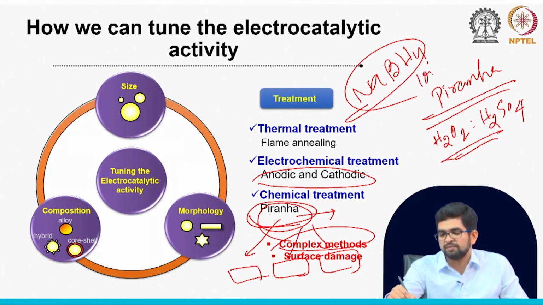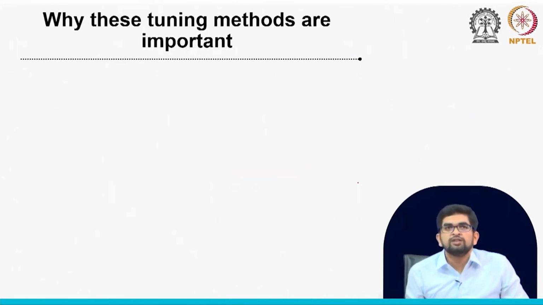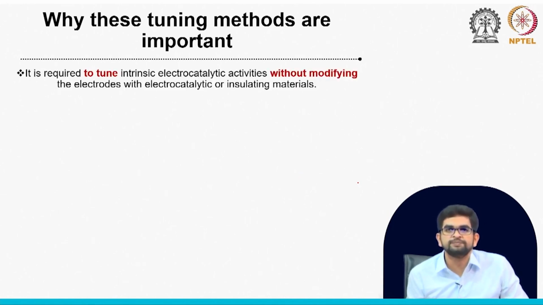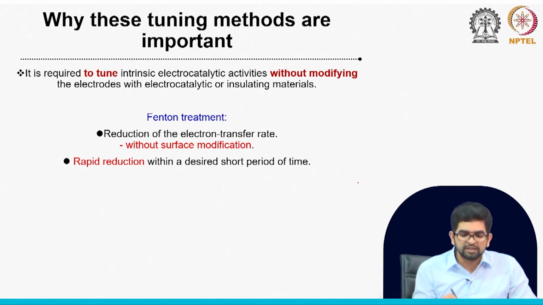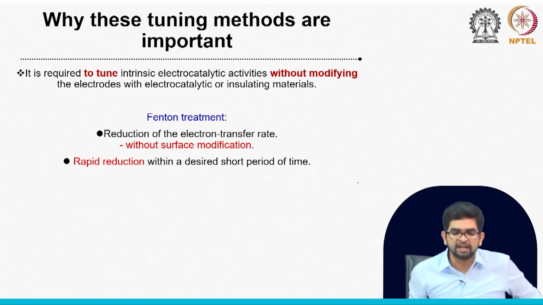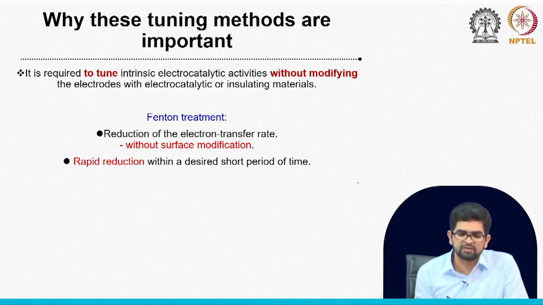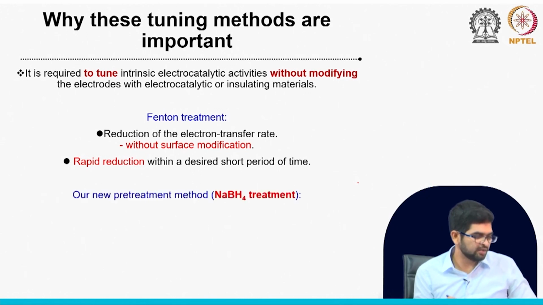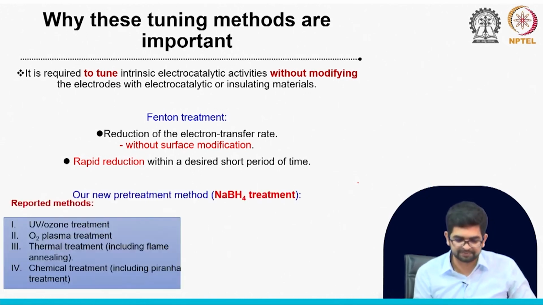Let's make a 10 millimolar solution and dip your electrode inside this solution, and then you can get it. They are very mild. So that's why this kind of tuning method is very, very important. So now you can see, today again I will let you know some explanations, like why this kind of tuning method is very important and why their activity is changing.